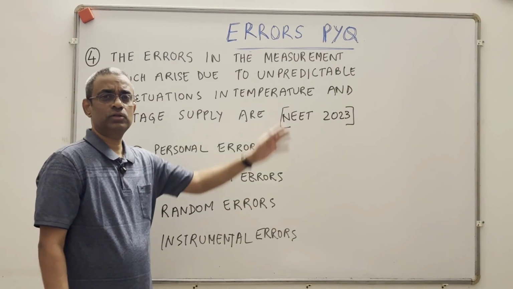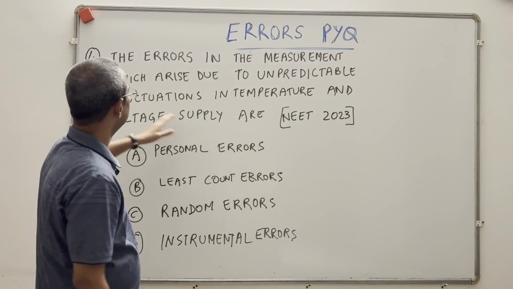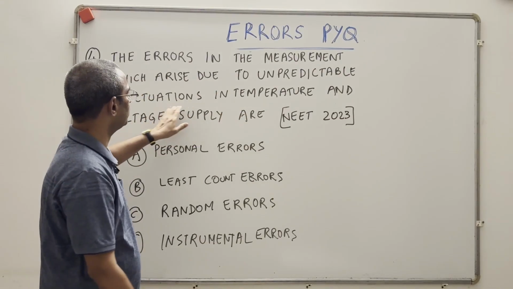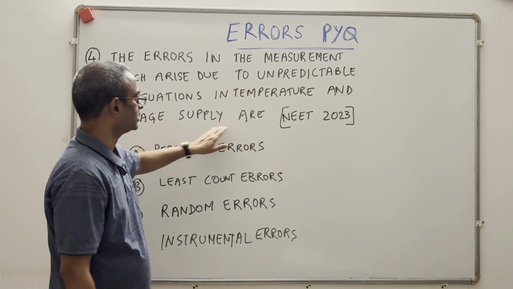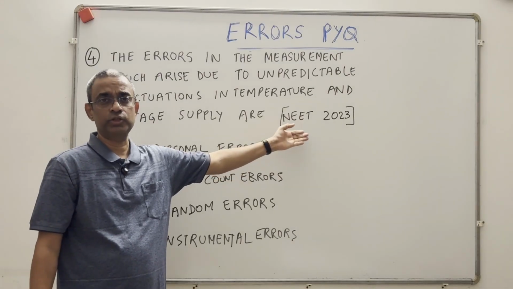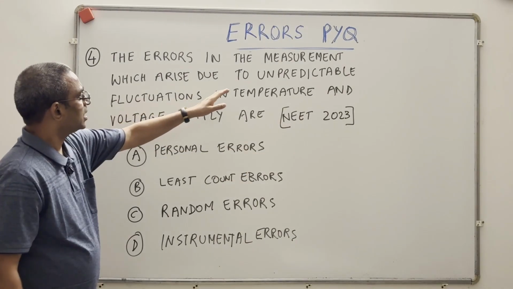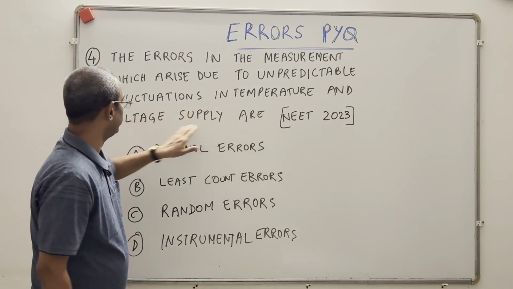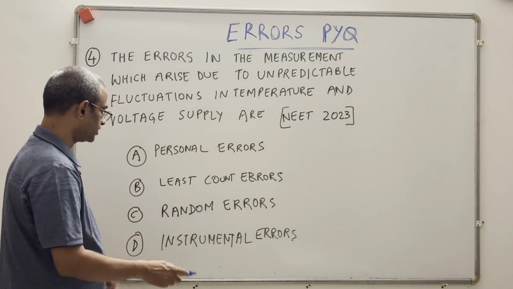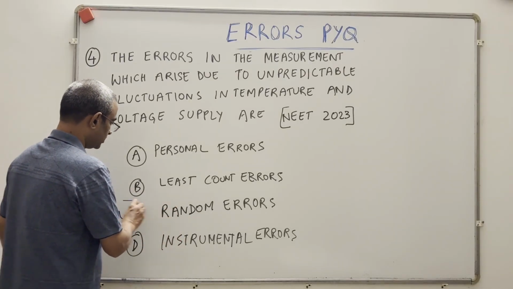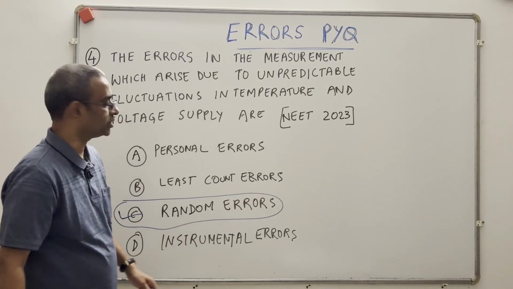Hello students, let us look at this PYQ. The errors in the measurement which arise due to unpredictable fluctuations in temperature and voltage supply are... This was asked in NEET 2023. Random unpredictable fluctuations in temperature and voltage. This is random errors. This is the right answer. It's a fairly simple question.